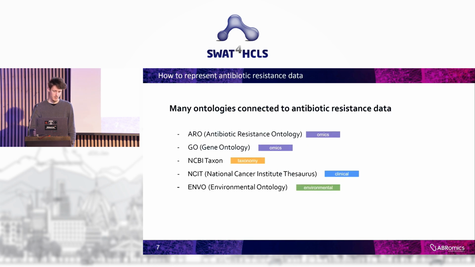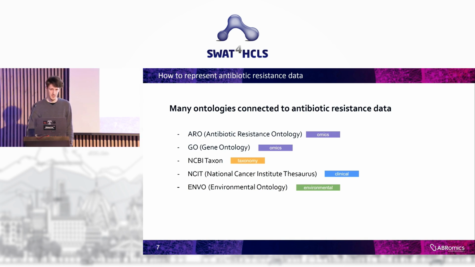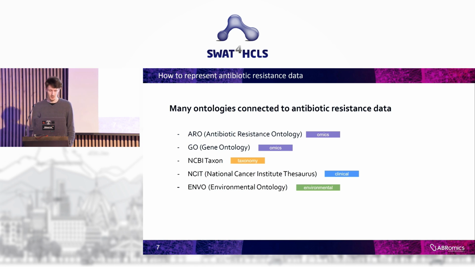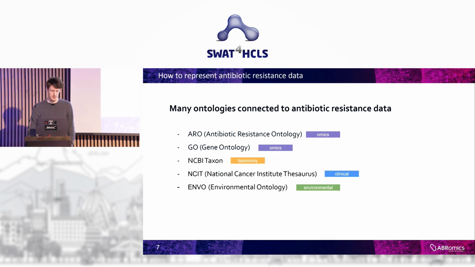First of all, we checked different ontologies because we didn't want to create any new terms or any other ontology. We wanted to reuse everything and to glue together the things that we found interesting. So we have ontologies that are relevant to represent and tag omics data: the ARO ontology, which is the antibiotic resistance ontology, and GO, which you probably know. The NCBI taxon for taxonomy, and to represent clinical and environmental data, we used NCIT and ENVO.